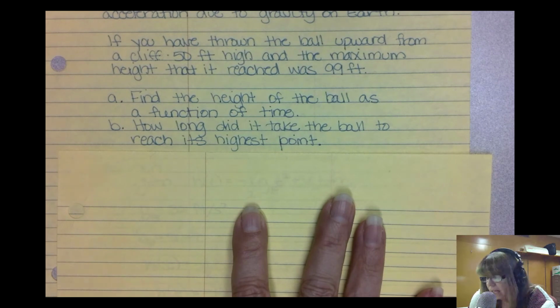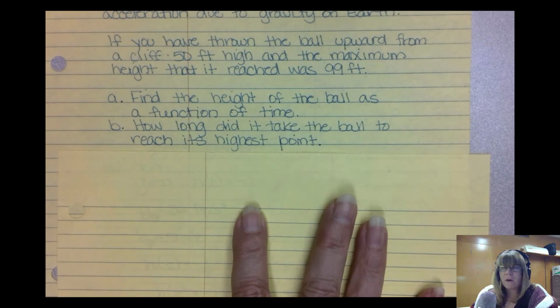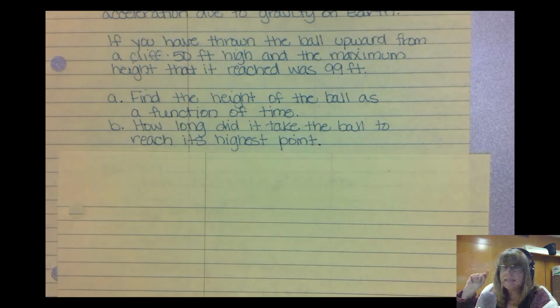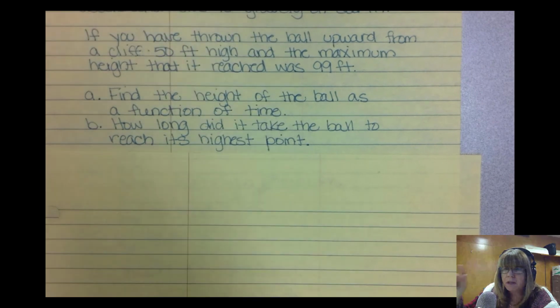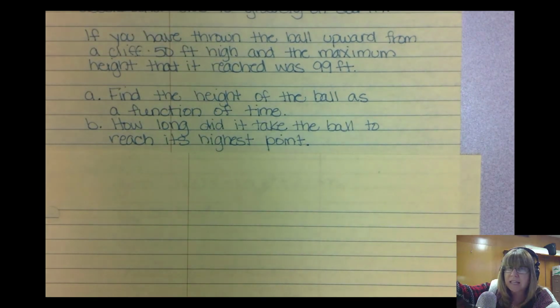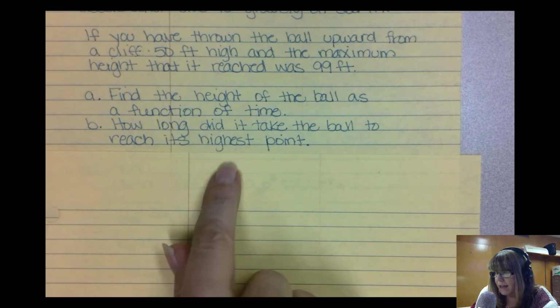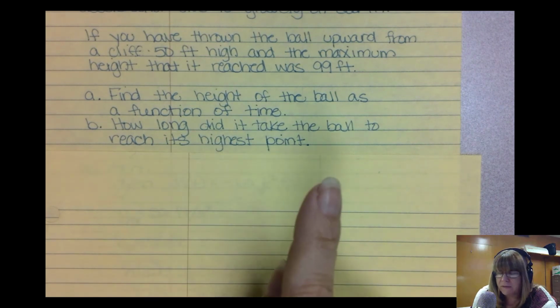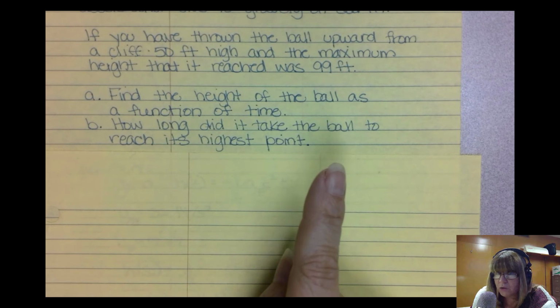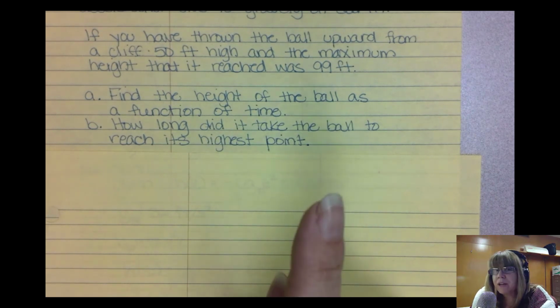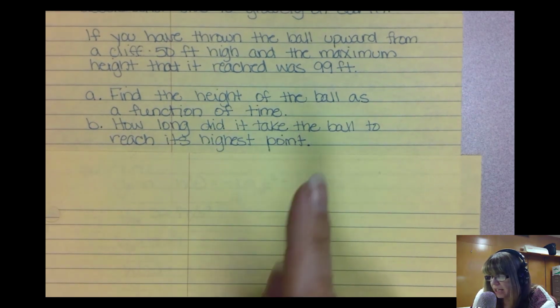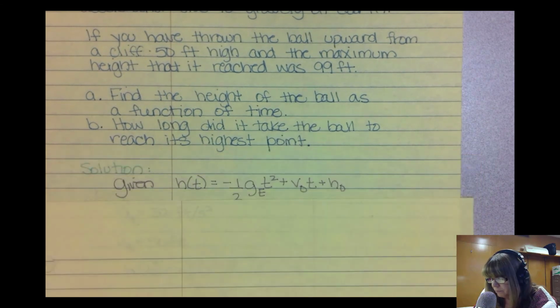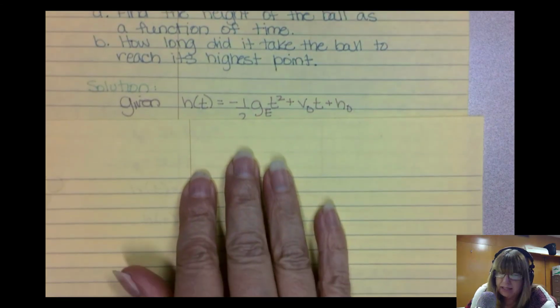We're going to find the height of the ball as a function of time. We're also going to figure out how long it took the ball to reach this highest point. Now, this highest point, if you can imagine throwing a ball, it's going to be in a parabolic shape. The ball kind of goes up and then it reaches a height and then it comes down. And it turns out our highest point is 99 feet. And we want to know the x value, the time that it took to reach that maximum height.